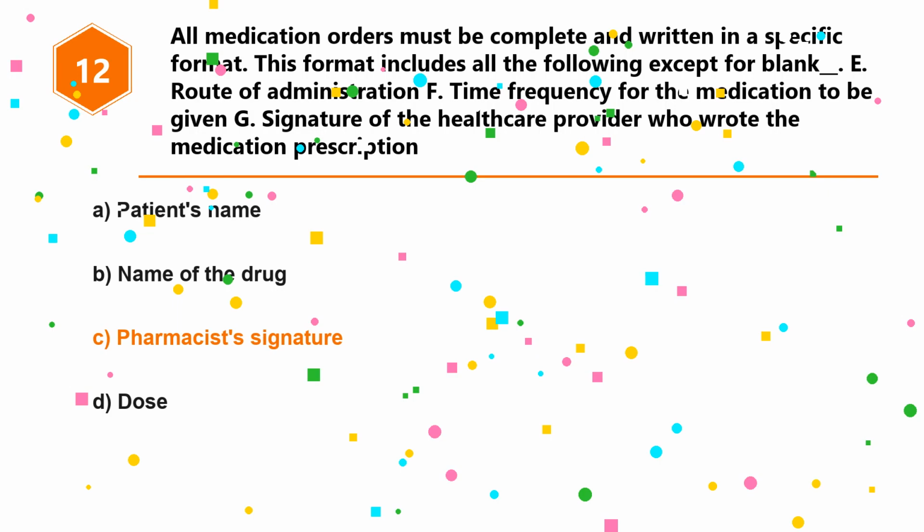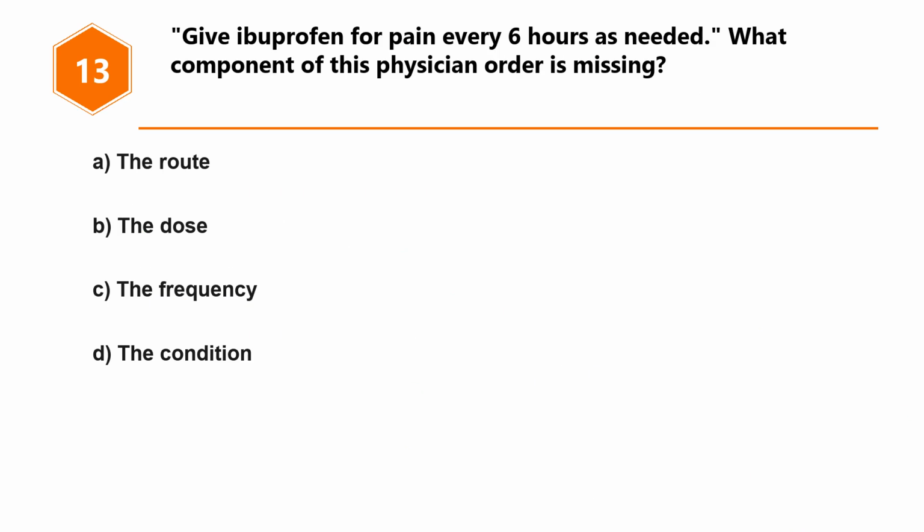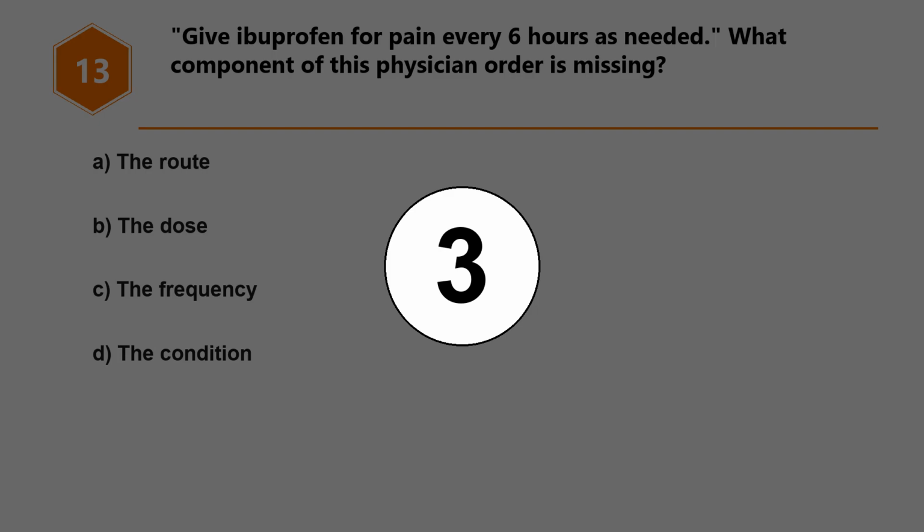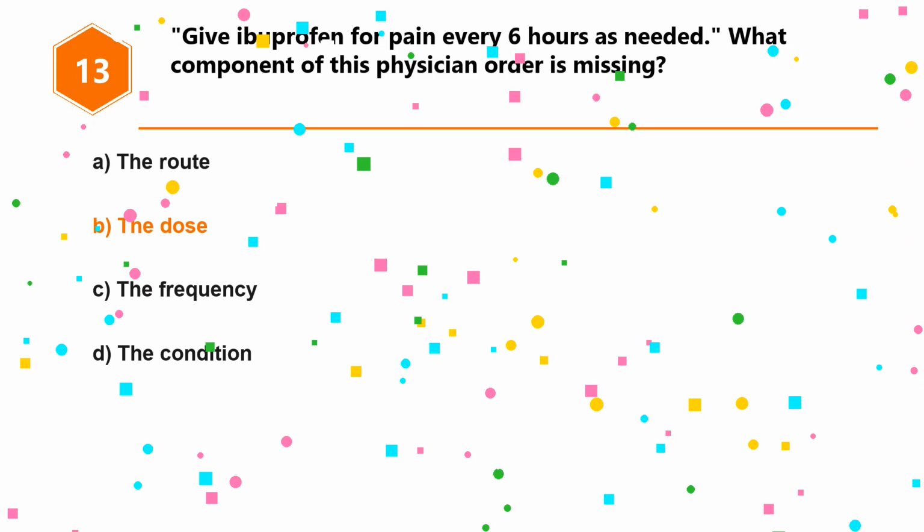Pharmacist's signature. Question 13. Give ibuprofen for pain every 6 hours as needed. What component of this physician order is missing? Option A. The route. Option B. The dose. Option C. The frequency. Option D. The condition. The correct answer is option B, the dose.